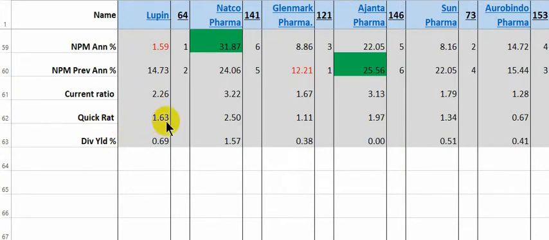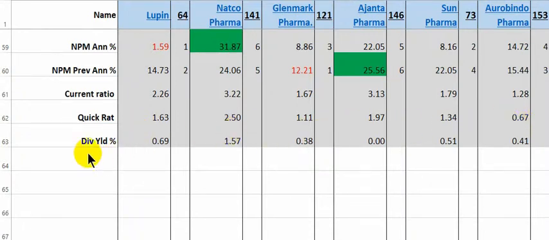So in terms of quick ratio, Natco Pharma had the highest quick assets to pay off all its liabilities. Aurobindo quick assets were not enough to pay its current liabilities.